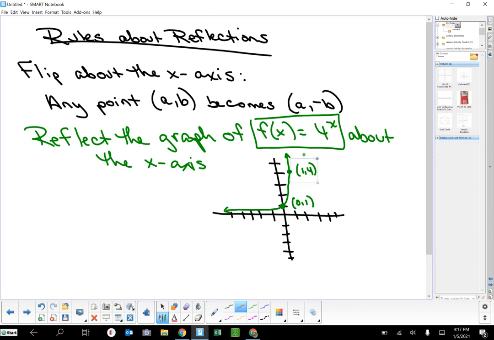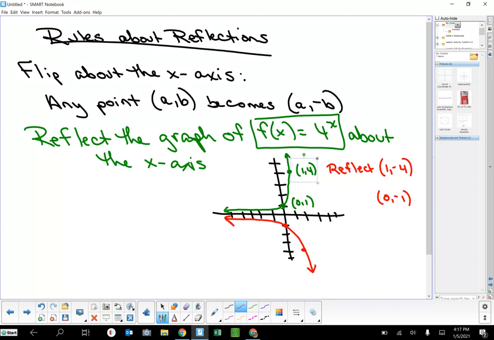And so to do the reflection, I take these points and I just make the B part negative. So I'm going to have 1, negative 4, and 0, negative 1. And so now if I plot those, I have 0, negative 1, and 1, negative 4. And we know that the x-axis is an asymptote. So the reflection of this would look like that. And that's one way that you can do that.